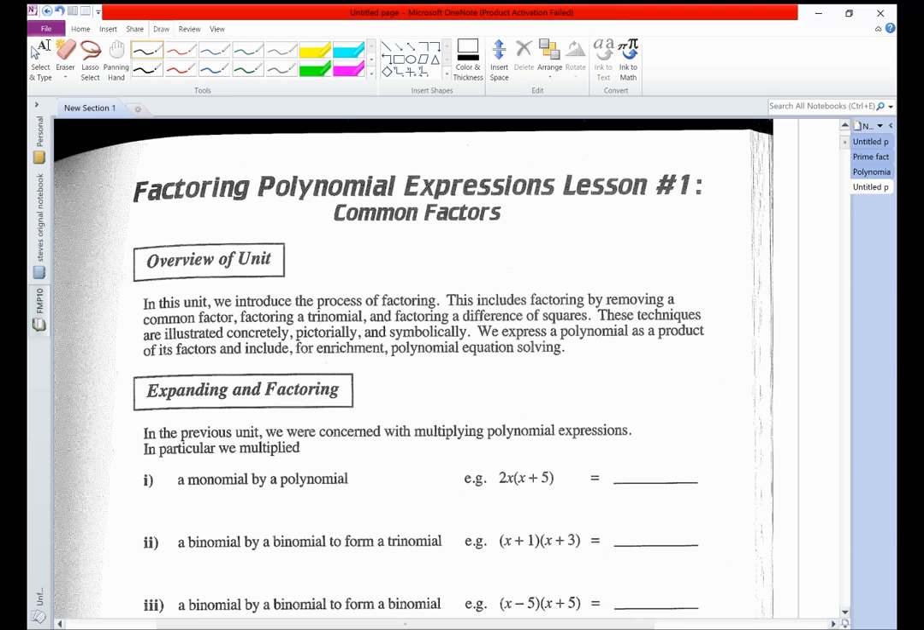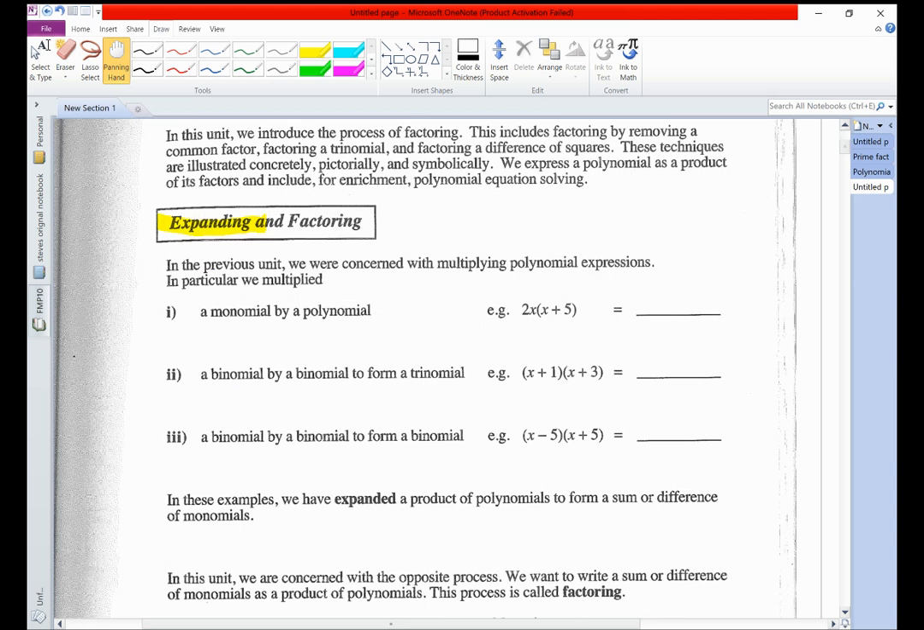So we just finished our polynomials unit, which looked at multiplying polynomials together or expanding polynomials. They like to use that term a lot. So we are going to now look at factoring polynomials, which is kind of the opposite direction. So instead of expanding it, we're breaking it down into smaller parts. So we're just going to do a quick review.